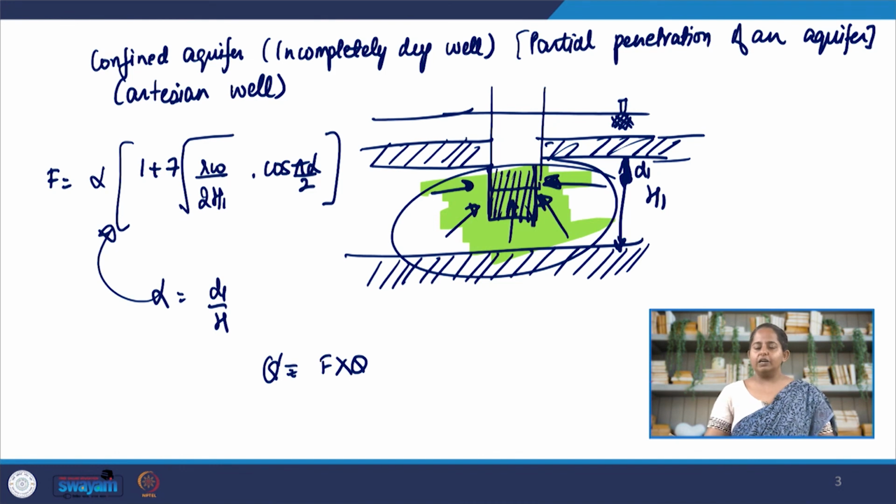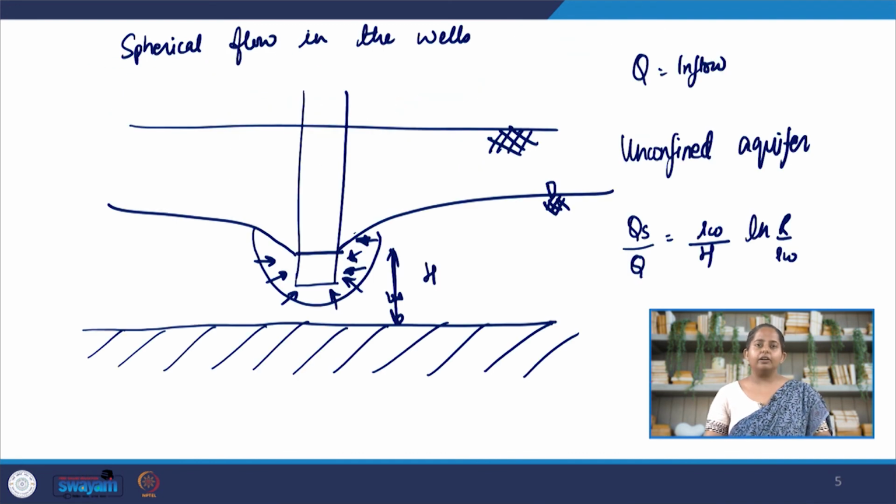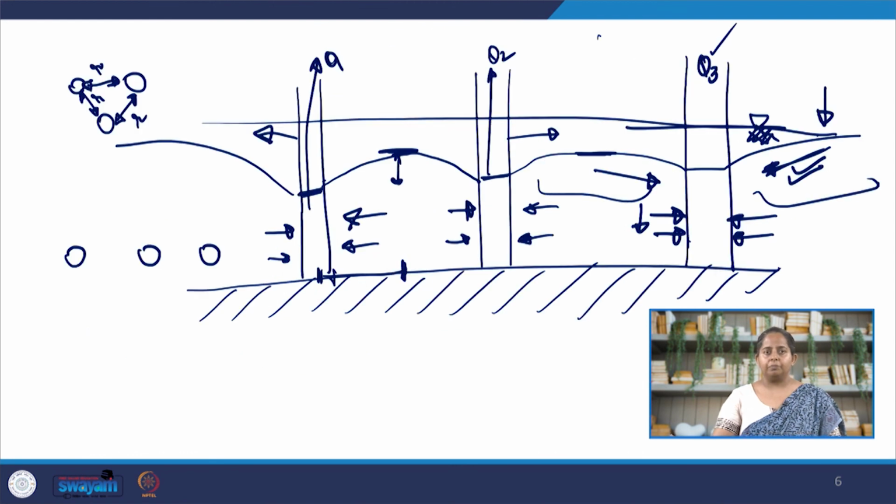Next thing that we learned was, if the tube well or the well does not penetrate the aquifer completely, we need to account for a correction factor, because now the flow is no longer horizontal and radial. Next thing we learnt was, when the well barely touches the water table, the flow is not at all horizontal and radial, and we need to account for spherical flow of water.